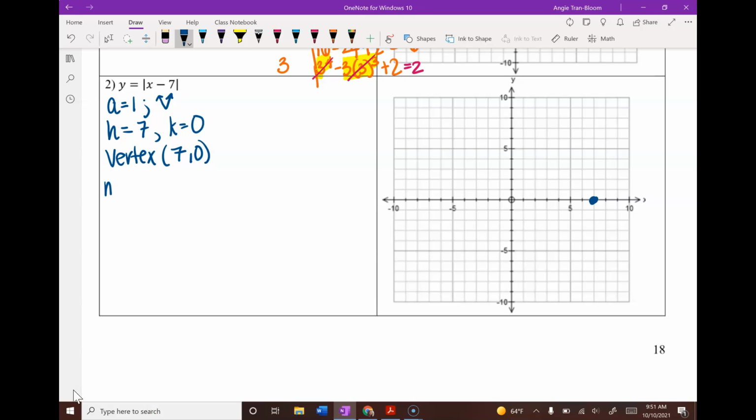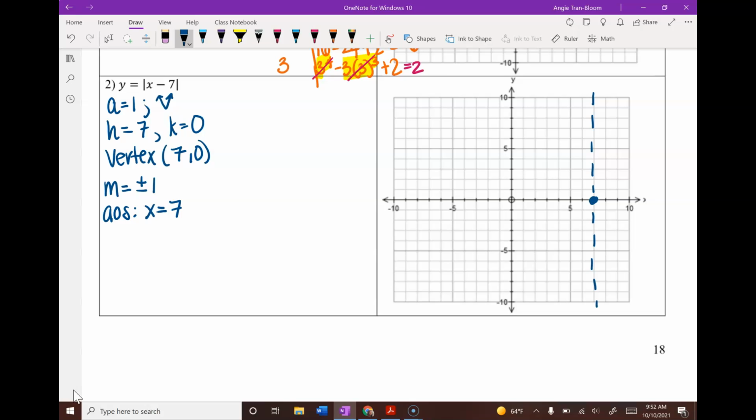Then if you guys remember, we can also find the slope, right? The slope is going to be plus or minus your a value, which is 1. And the axis of symmetry, remember, is a line that runs right through the vertex, and that's going to be x equals the h value, which is 7. So here's the axis of symmetry, and we can use the slope to graph it out.